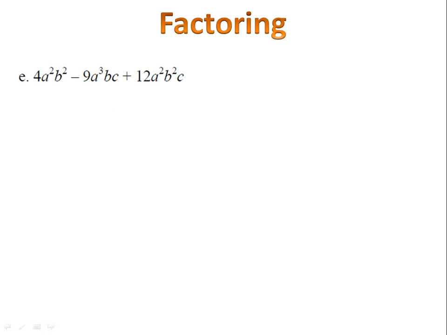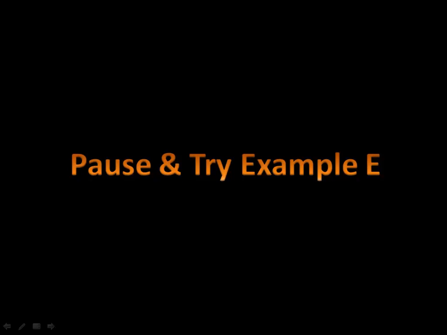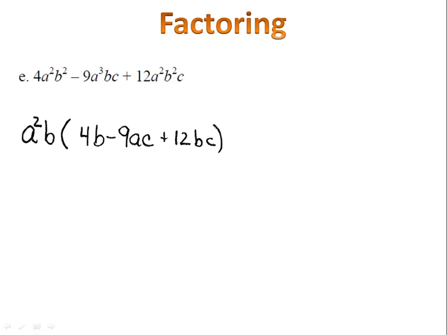As a final example for you to try, we have a trinomial. Please use the greatest common factor in order to factor this expression. Please pause the video here and try example E. Let's see how you did. There were no numbers that went into 4, 9, and 12 at the same time evenly. That left us with variables a squared b as the greatest common factor. Divide each term by a squared b, and I'm left with 4b minus 9ac plus 12bc inside the parentheses.